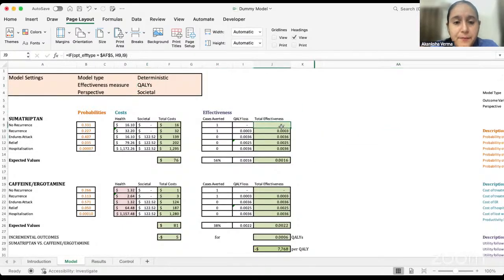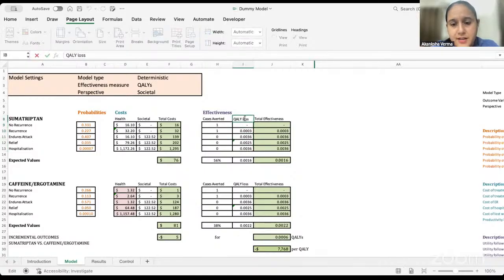Let's discuss it further. So basically these are the QALY values with each. Okay, let's not call it colors, it will be confusing. These are the QALY values. Okay, QALYs for each state, and then the total effectiveness would be whatever parameter we have selected. We have selected the effectiveness measure as QALYs, so the QALYs will be reported.